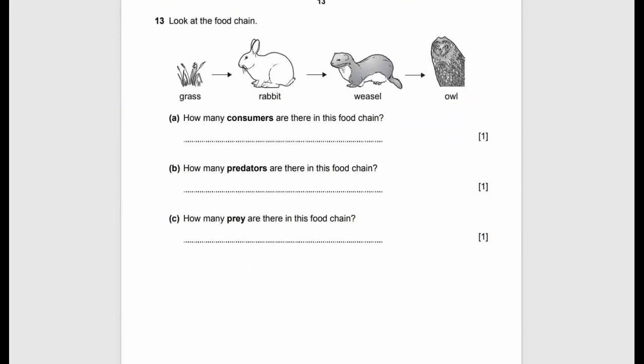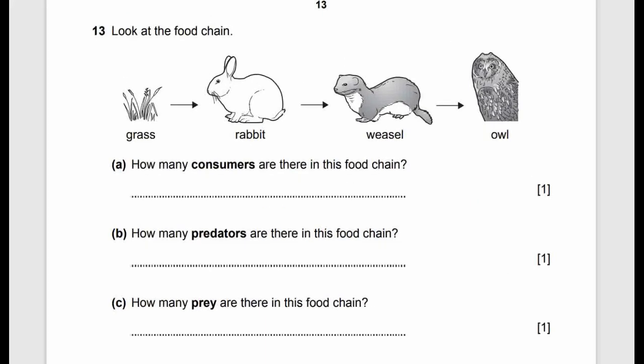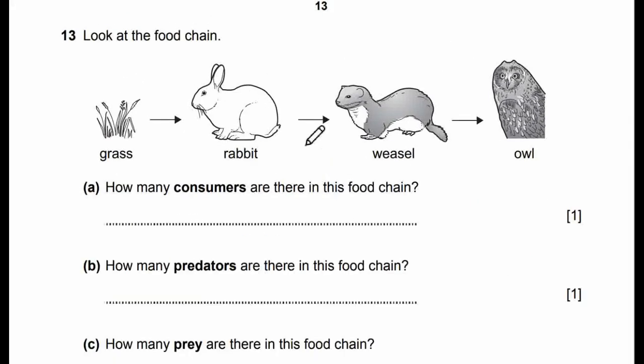Okay, next number 13. Look at the food chain. Grass eaten by rabbit, eaten by weasel, eaten by owl. How many consumers are there in this food chain? A consumer is any organism that eats another plant or animal. So this one consumer, two consumers, three consumers. So 3 consumers.